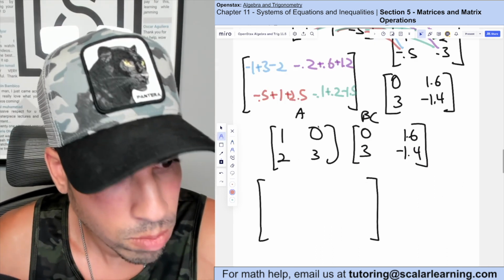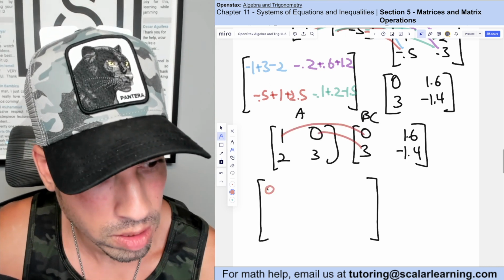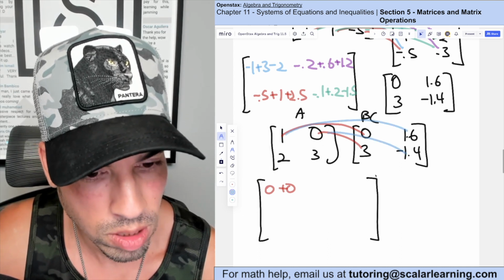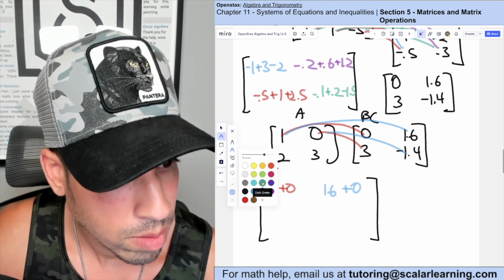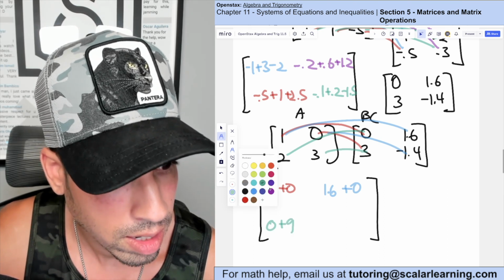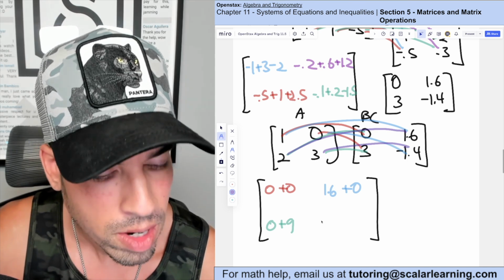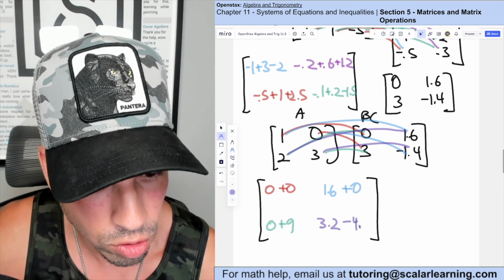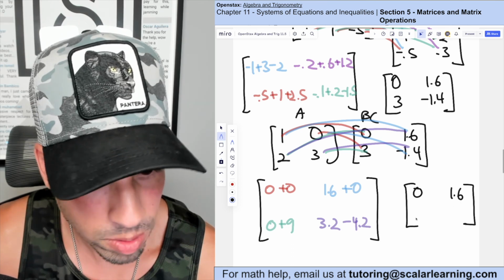Great. Now we got the final multiplication of a times bc. So let's go. 1 times 0 plus 0 times 3. That's 0 plus 0. Next we have 1 times 1.6 plus 0 times negative 1.4. That's 1.6 plus 0. Then we got 2 times 0 plus 3 times 3, that's 0 plus 9. And last but not least, we got 2 times 1.6 plus 3 times negative 1.4. That is 3.2, what is that, minus 4.2. All right, let's simplify. Our final 2 by 2 is 0, 1.6, 0 plus 9 is 9.